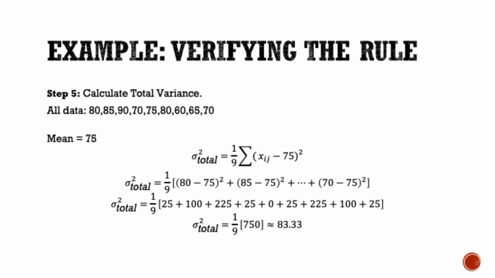Finally, we verify the rule by calculating the total variance directly. We take all 9 scores and compute the squared deviations from the overall mean of 75. The sum is 25 plus 100 plus 225 plus 25 plus 0 plus 25 plus 225 plus 100 plus 25, which equals 750. Dividing by 9 gives us approximately 83.33.